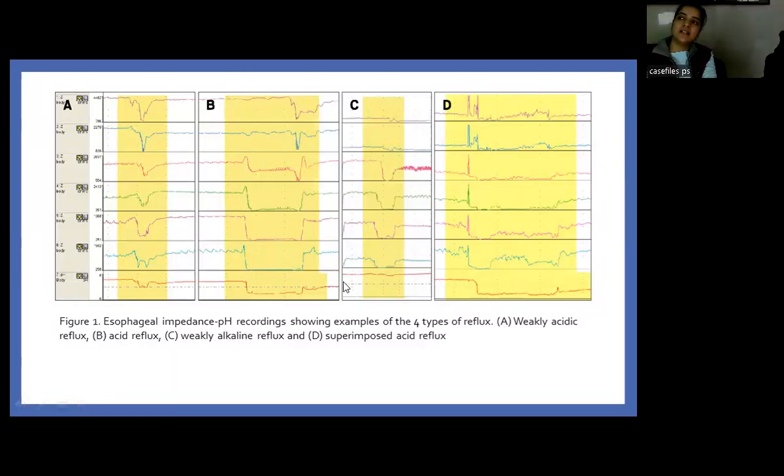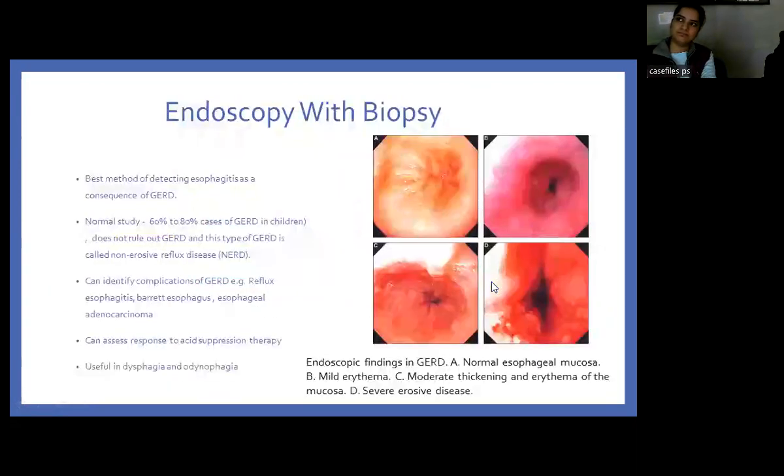In this tracing, the pH continues to remain more than 4. However, there is a dip in the impedance. It means non-acidic reflux is ongoing. And in the last tracing, the pH is going below 4 and it continues to remain below 4. However, the impedance is initially going down and in the middle it is increasing. It means there is mixed reflux or superimposed reflux, that is, liquid reflux along with gaseous reflux as well.